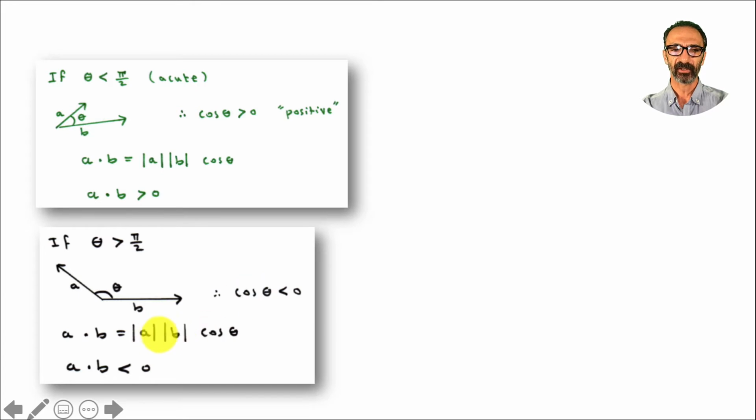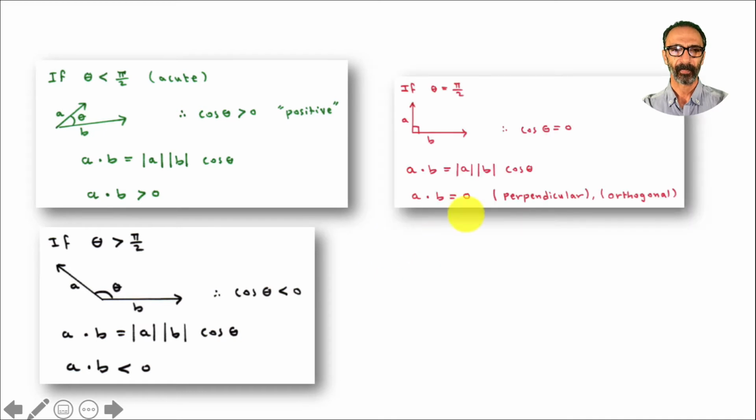As I mentioned earlier, these two will not affect, so the dot product will be negative. How about if it's in between, right angle? Cosine is going to be 0. The dot product is 0.